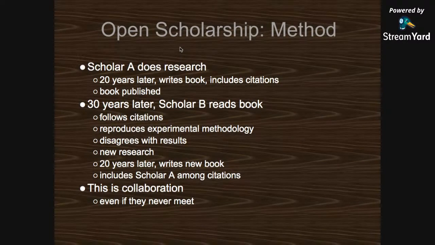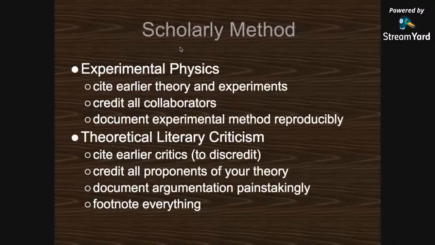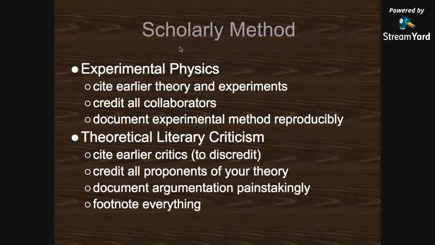And this is over a long period of time. In open source software, exactly the same thing happens, but it's over much shorter time scales. In experimental physics, that's exactly how the scholarly method works. You cite earlier theory and experiments, you credit all collaborators and people whose work you've cited, and you document your experimental method so that others can reproduce it. In theoretical literary criticism, this is exactly how it works. You cite earlier critics, you credit the proponents of your theory, you document your argumentation, and you footnote everything.